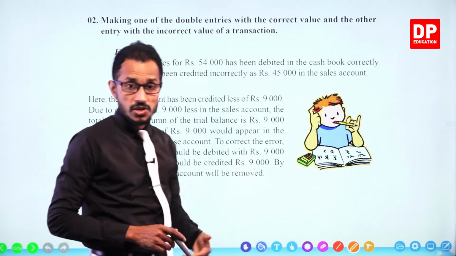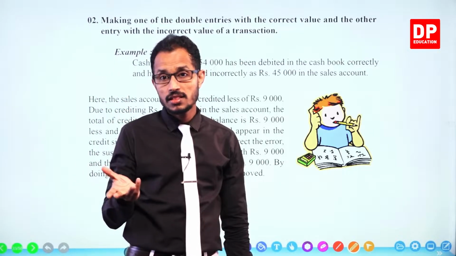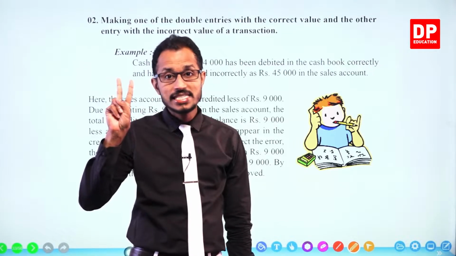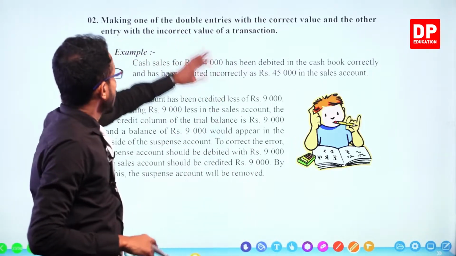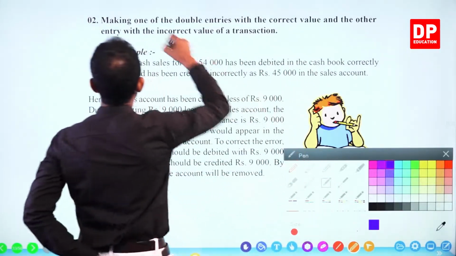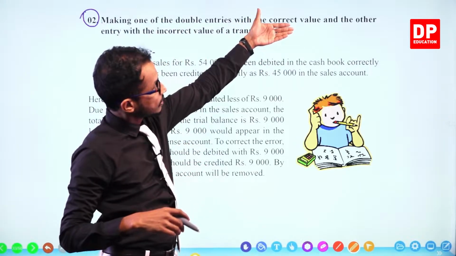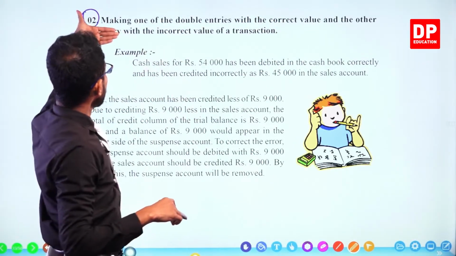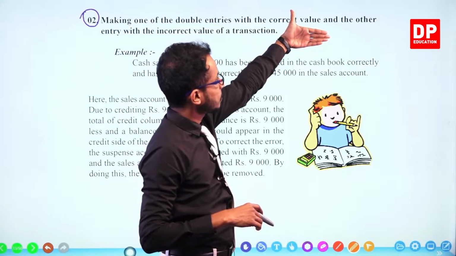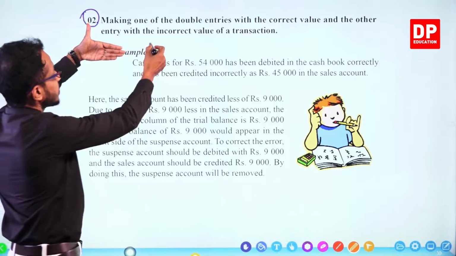So this is the second error, children, out of the errors which affect the trial balance. What is it? Let's see. It says making one of the double entries with the correct value and the other entry with an incorrect value.